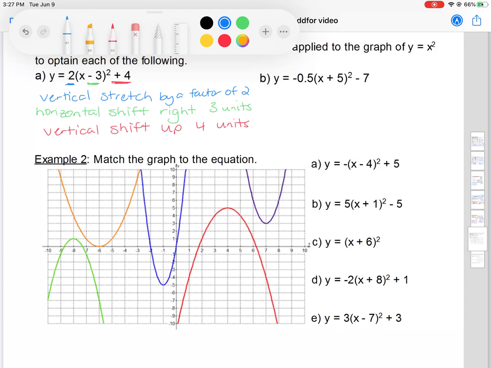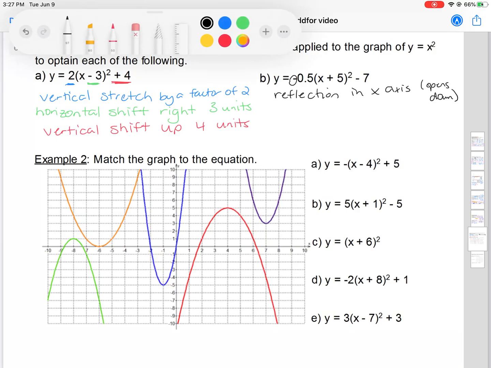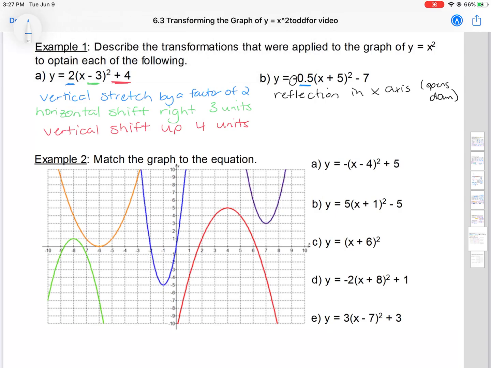Okay, so now I actually need a 4th color, okay? So here, I'm going to start at the start. So when it's negative, we call that a reflection in the x-axis, or opens down. Then we have the a value. So now that's less than 1. It's a fraction, essentially. So we call that a compression.